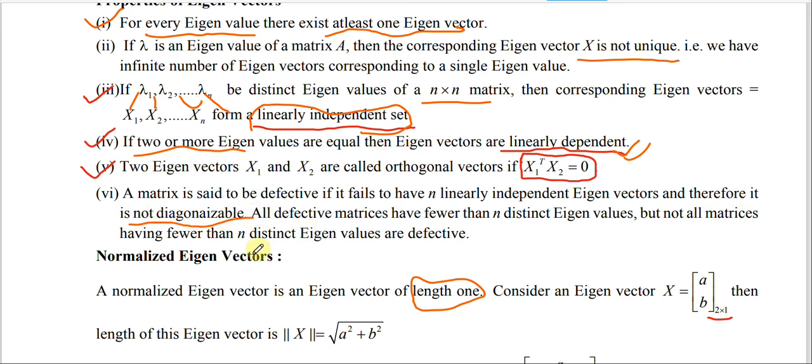Diagonalization is one important topic, but we will not go into that much detail. All defective matrices have fewer than n distinct eigenvalues, but not all matrices having fewer than n distinct eigenvalues are defective. So you can read this.